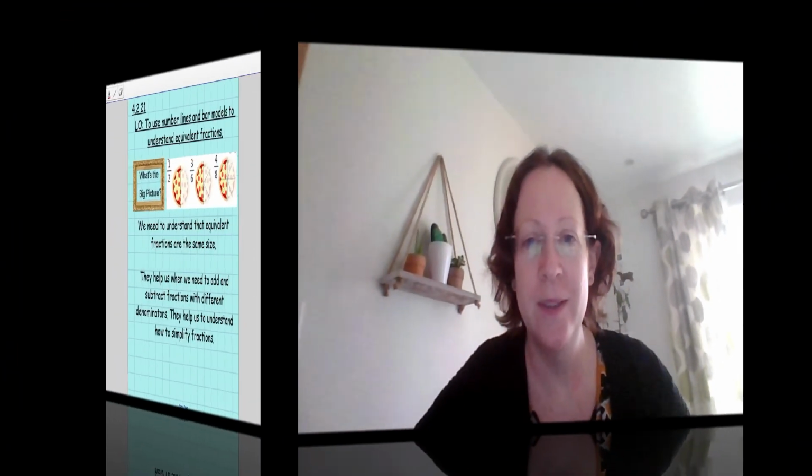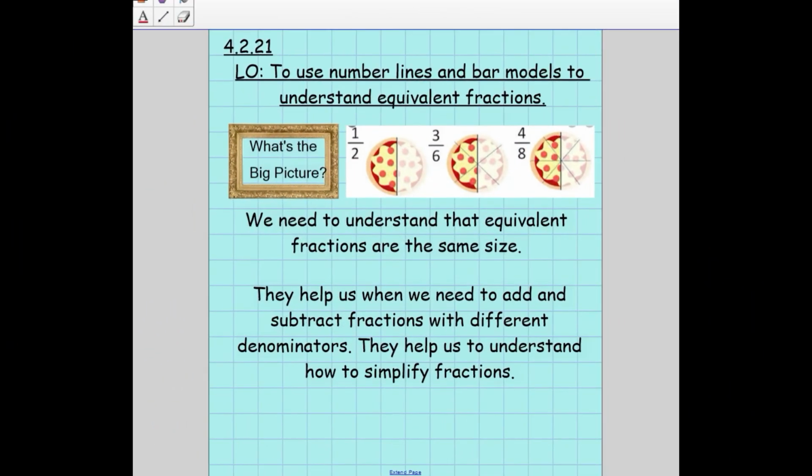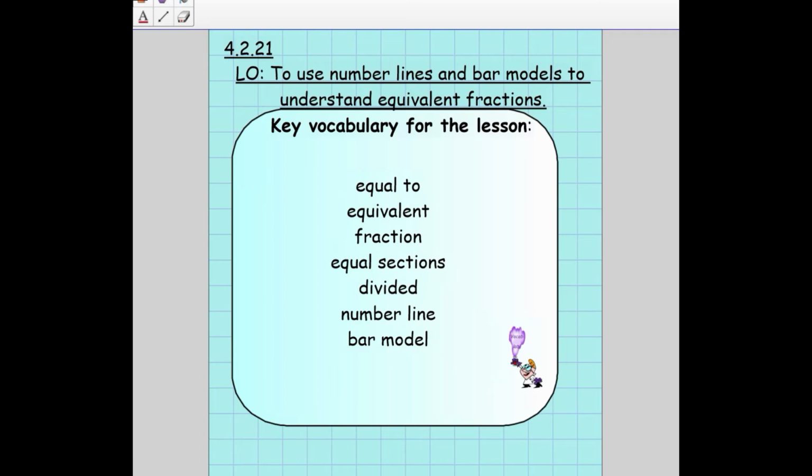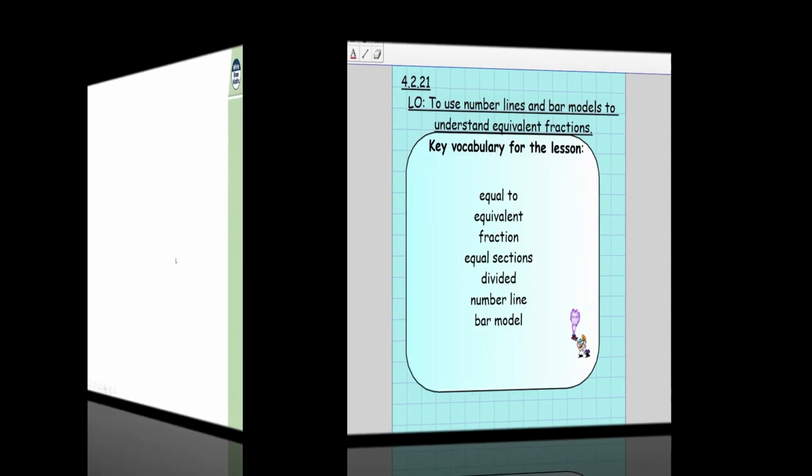Hope you're warmed up. For today's lesson, we're going to continue our work on equivalent fractions. So the big picture is the same. We need to understand that equivalent fractions are the same size. They help us when we need to add and subtract fractions with different denominators, and they help us to understand how to simplify fractions. What's the key vocabulary for the lesson? Equal to, equivalent, fraction, equal sections, divided, number line, and bar model.